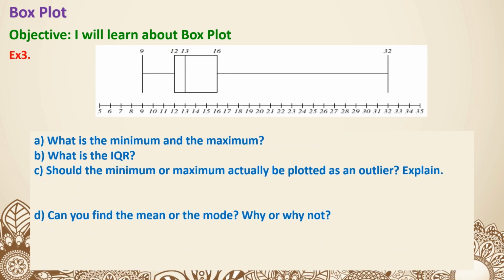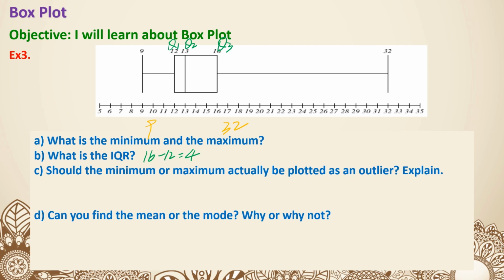Example 3. So easily to identify, minimum is 9, maximum is 32. And you have all the 5 numbers, so that tells you this is Q1, that's Q2, that's Q3. So IQR is Q3 minus Q1, so it's 16 minus 12, which is 4.